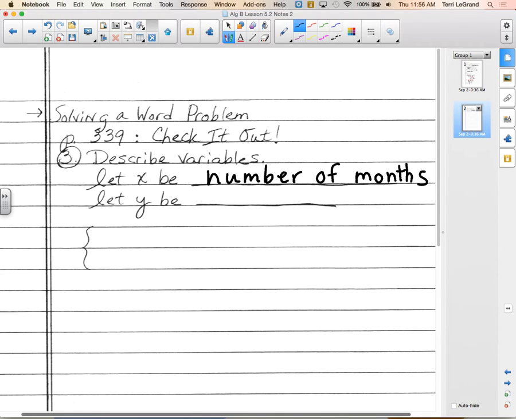Then the Y, the dependent variable, is going to be what? Total cost. We know how much the startup cost is. We know how much it is per month. What we don't know is the number of months, and that is going to control how much it's going to cost us altogether, the total cost. So we can't just put months and we can't just put cost. That's not enough information. The number of months and the total cost. That's important. Okay, let's set up an equation for one of the cable companies.